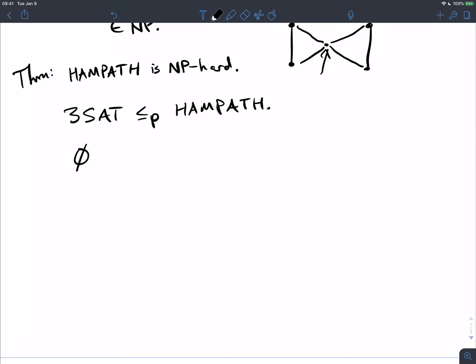Well, we want to transform a formula, or a 3-set formula, and we want to produce a graph. Right? So that's the general thing that we want to actually do. And we want it to be such that the formula is true if and only if the resulting graph that we make has a Hamiltonian path. Right? We can't just produce any old graph based off the input. It needs to be based on whether the original formula was satisfiable or not.